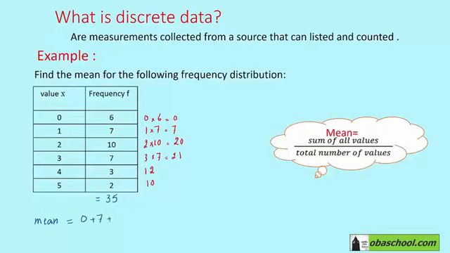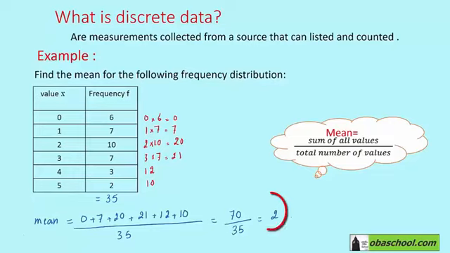The mean is the sum of all values, which is 0 plus 7 plus 20 plus 21 plus 12 plus 10, all divided by the total number of values that we have just calculated, which is 35. Now let's add the numbers in the numerator. It is 70 over 35, which in other words is 2 over 1, which is 2.